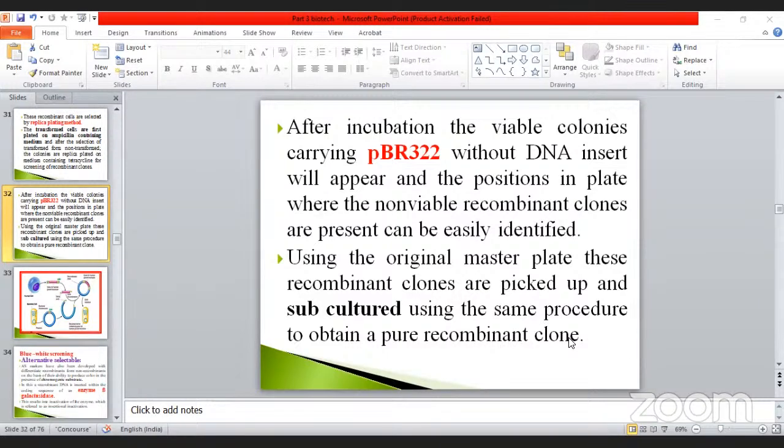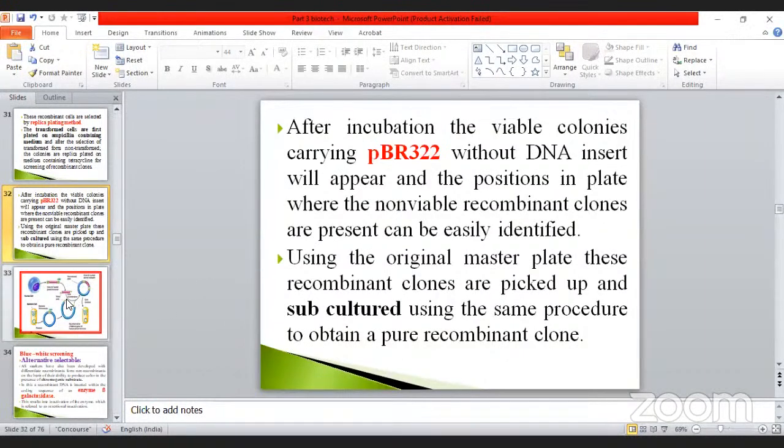So S2, S3, S4, S5, S6, S7, and up to S10. You are doing the subculture with the same procedure. What happens? The pure recombinant clone will be obtained in the last one. I already told you it is highly specific in nature. That is very, very important because we need only pure recombinant clone. We do not need impure, 50% impure, it is not like that. Pure recombinant clone will be obtained only by subculture. That is the reason it is also done in this methodology.